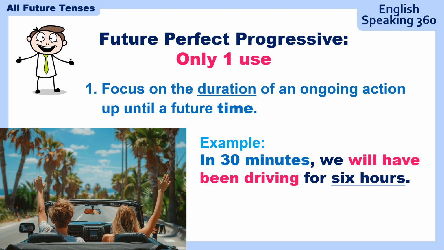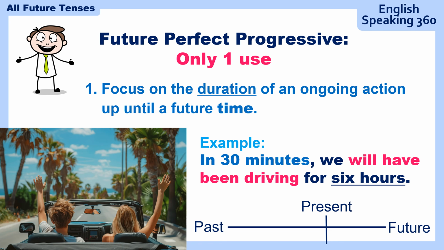In 30 minutes, we will have been driving for 6 hours. Okay, here we go. So in 30 minutes, so now we are there, we're 30 minutes before, we will have been driving for 6 hours. So the driving started in the past, and the driving has been going on right now for 5.5 hours. And in 30 minutes more in the future, we will have been driving for 6 hours.